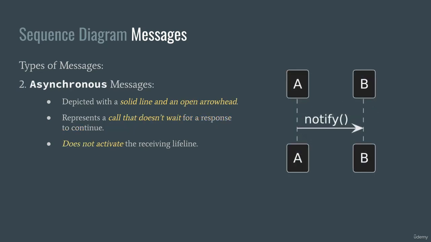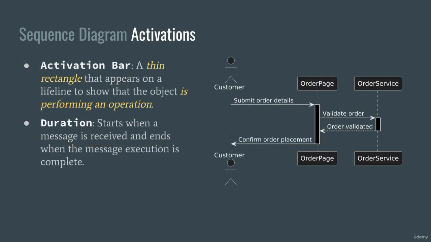Asynchronous messages are depicted with a solid line and an open arrowhead. They represent a call that doesn't wait for a response to continue, and they do not activate the receiving lifeline. Activations, depicted as narrow rectangles along a lifeline, represent the period an object is active or processing a message. They show the duration of the execution of an operation or a process in the sequence.